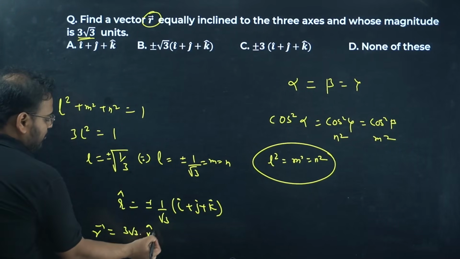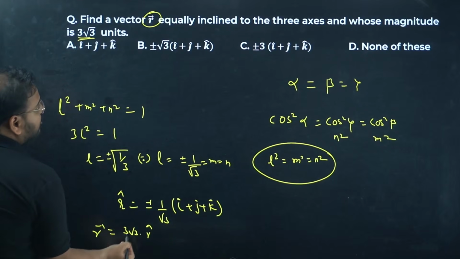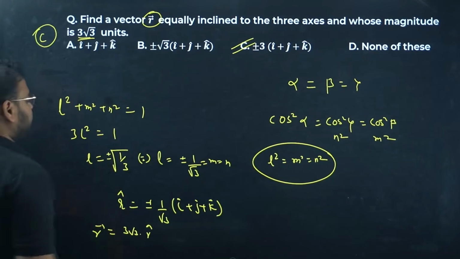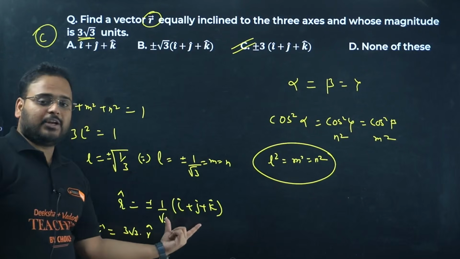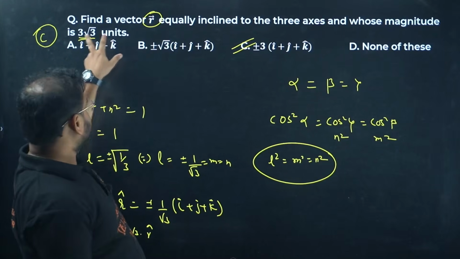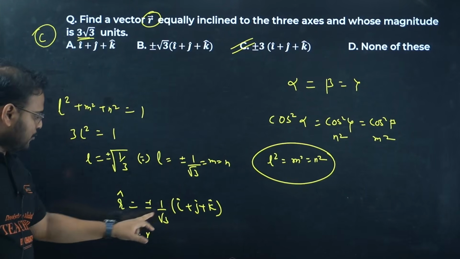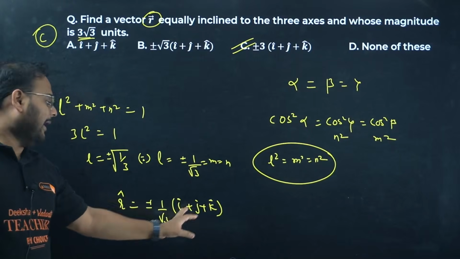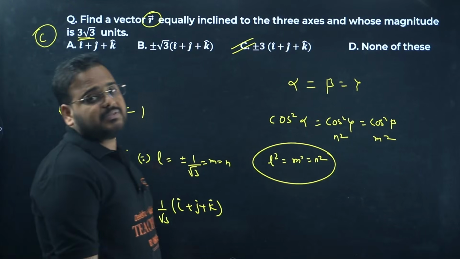So if you multiply 3 root 3 by 1 by root 3, what will you get? Only 3 is left. So the answer will be option C. Check here. Your r cap is this value, i plus j plus k multiplied by 1 by root 3. 3 root 3 is this value, the magnitude given. If you multiply these two, root 3 cancels, and only 3 will be left. Basically 3 into i, j, k will be left. That's your answer, option C.